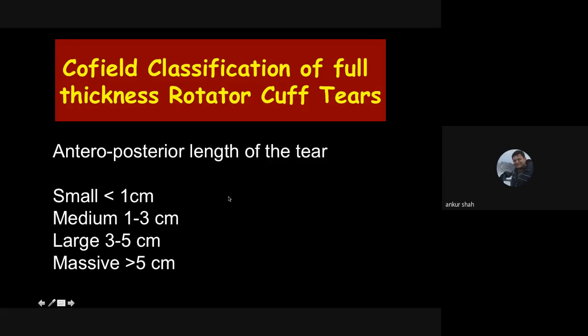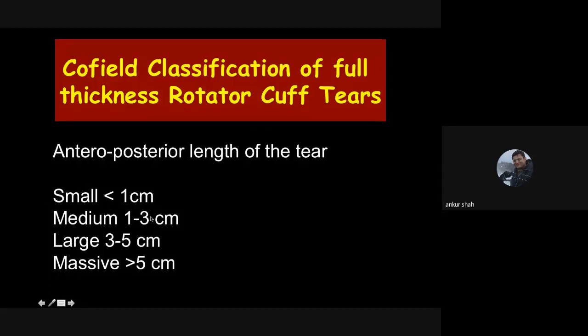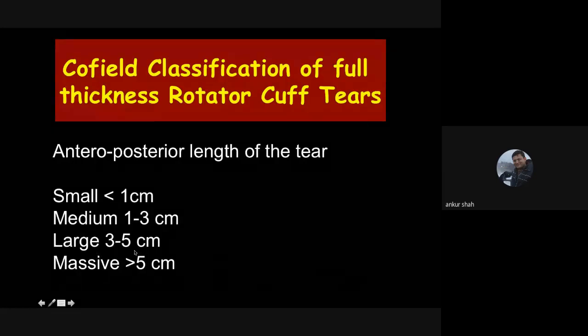One is the Cofield classification, which depends on the anteroposterior length of the tear. So you can measure this in the sagittal plane. If it is less than 1 centimeter, it is termed as the small tear. If it is between 1 to 3, it is medium. If it is 3 to 5, it is large. If it is more than 5 centimeter in anteroposterior, then it is a massive tear.